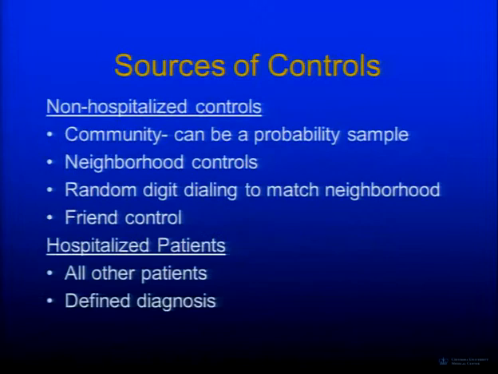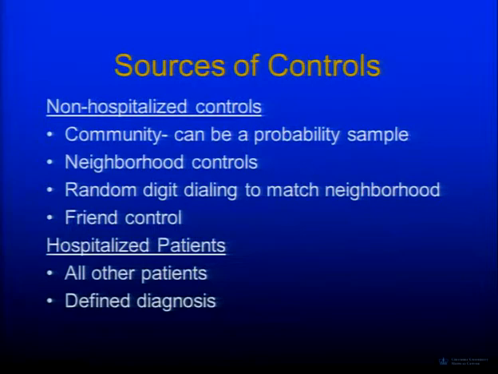Okay, so for your sources of controls, you could have community controls. This could be a probability sample where you randomly choose some people by telephone number or by motor vehicle records. It could be neighborhood controls, as I talked about, random digit dialing to match the neighborhood, or the friend control. Hospitalized patients could be all other patients in the hospital except for those, say, with lung cancer, if you're doing a lung cancer study.